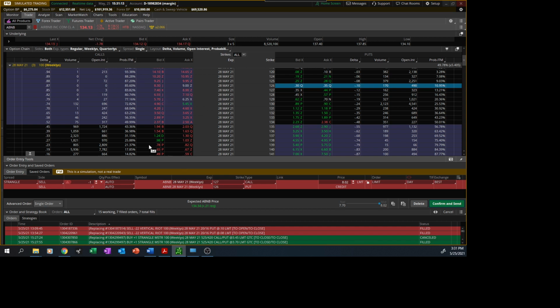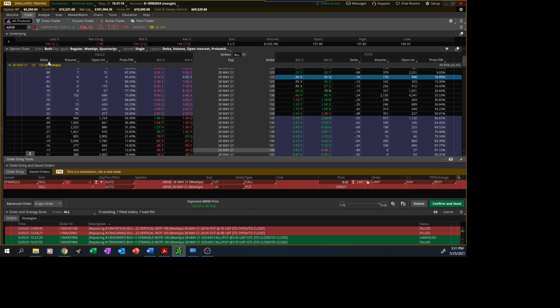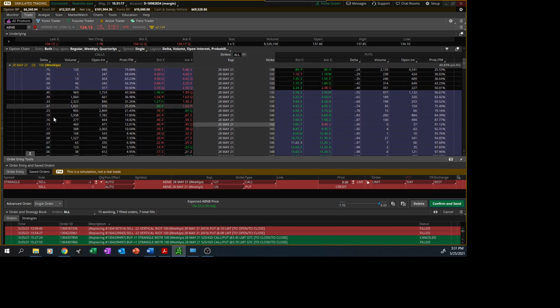We don't want that. What we want to do on the call side, delta column, is scroll down to about 10 delta. This one's at 11 delta, but right at 10%, so I like that. If that were higher, like 12%, I might come down and pick the 9 delta. But this is good right here. 11 delta, 10% in the money probability, so 90% out of the money. So we slide over here, and we see that strike is 143.